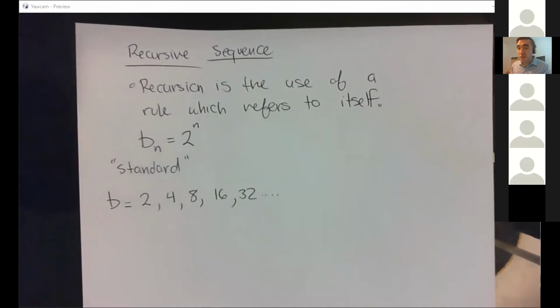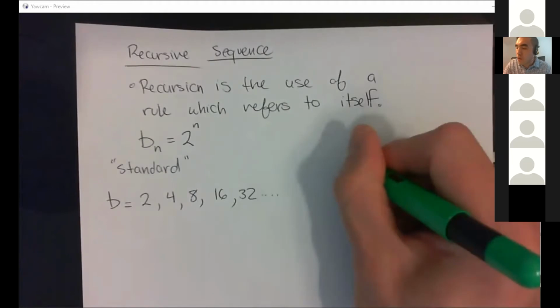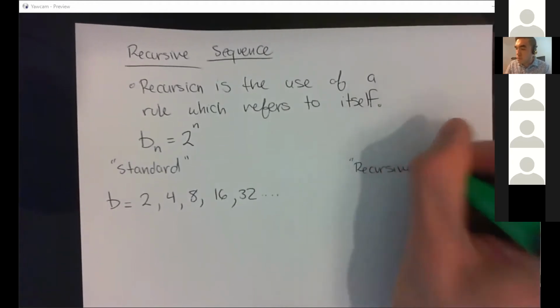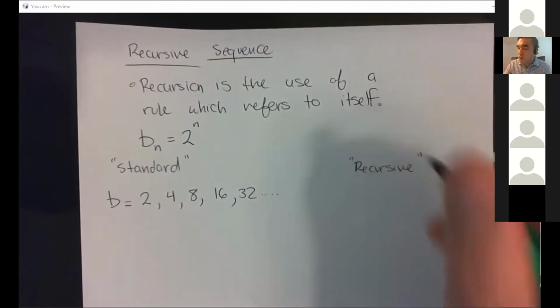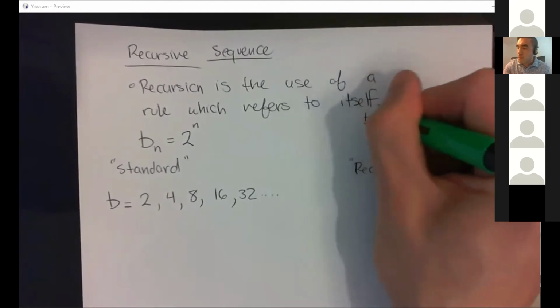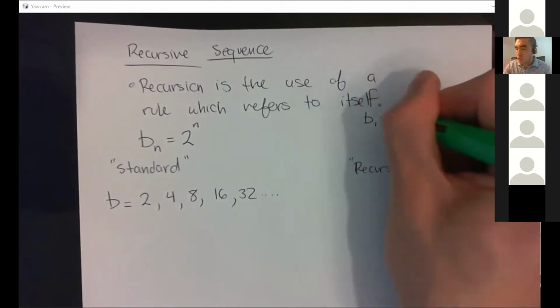I can also define this exact same sequence recursively, depending on exactly what it is we're doing and why one of these forms may be better than the other. And here's the recursive way to write it. Again, the thing that makes it recursive is the fact that it refers to itself. When we write down the recursive form of a sequence, we have to write down what the first term is, because the recursion rule may not tell us that. So I have to say explicitly, b1 is equal to the number 2.